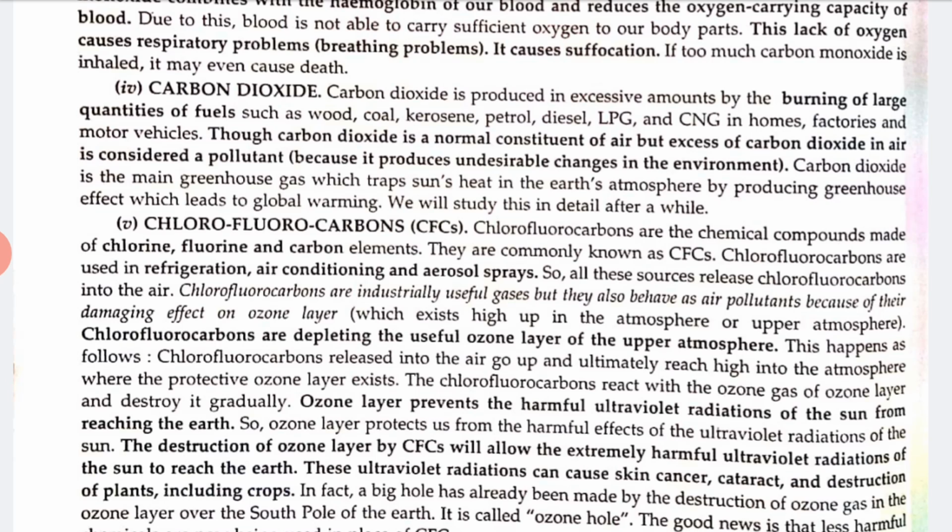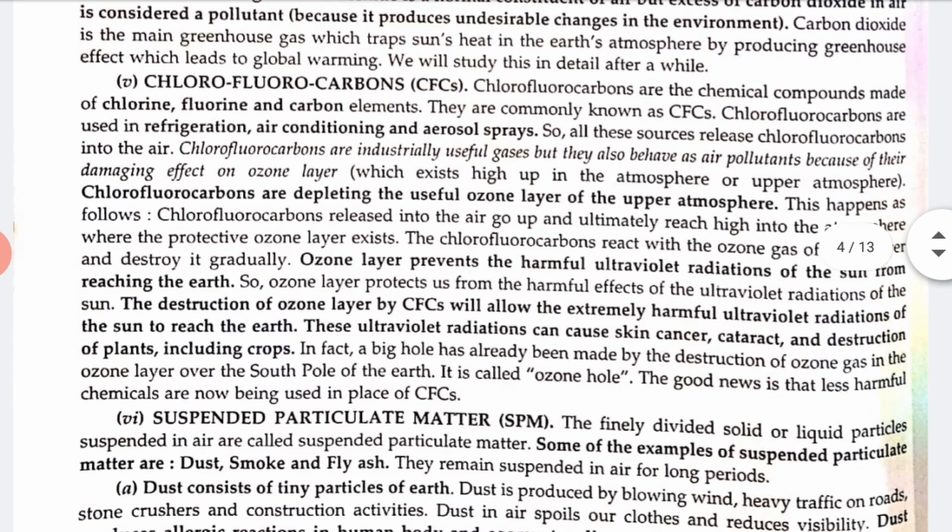Now let's talk about chlorofluorocarbons, that is called CFCs. Chlorofluorocarbons are chemical compounds made up of chlorine, fluorine and carbon elements. They are commonly known as CFCs. Chlorofluorocarbons are used in refrigerating, air conditioning, and aerosol sprays. So all these sources release chlorofluorocarbons into the air.